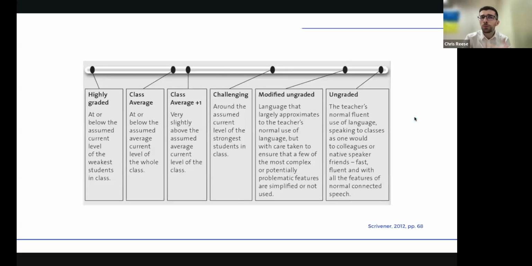So why would we do this? Why wouldn't we, if we want the whole class to understand, why not hang out somewhere around here? Well, let's look at some examples.